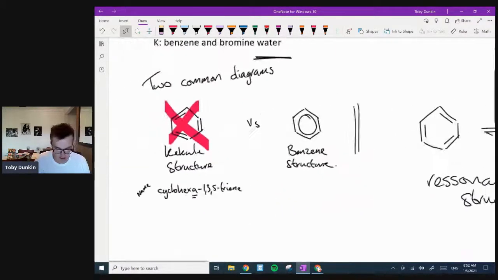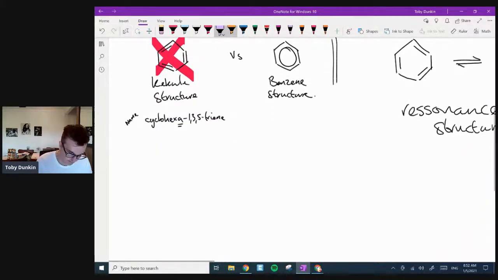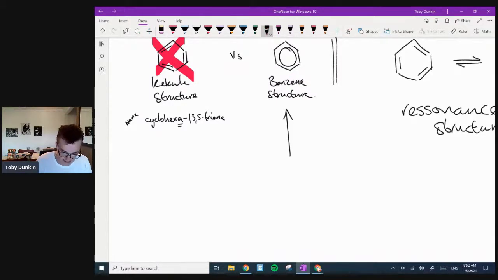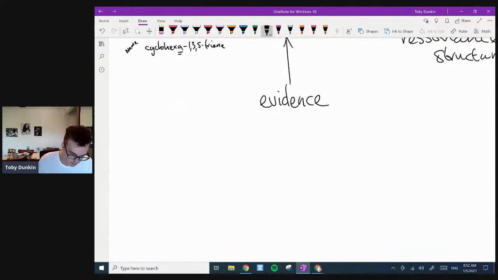In the meantime, okay, so what's the evidence for benzene being this? This is where we now need to get into my learning objectives. So what is the evidence? Evidence for benzene. And that's actually the correct sentence. Yeah, it is the evidence for benzene, or the evidence for it not to be cyclohexa-1,3,5-triene. So what is the evidence for it being benzene? So first piece of evidence.